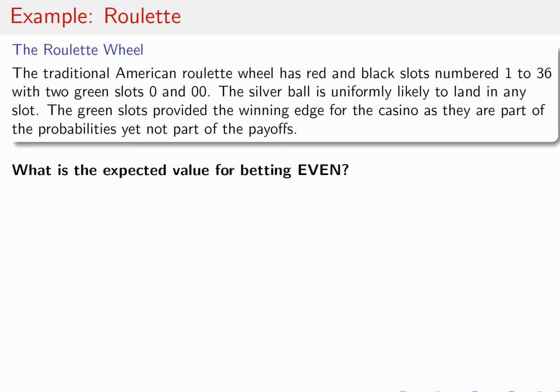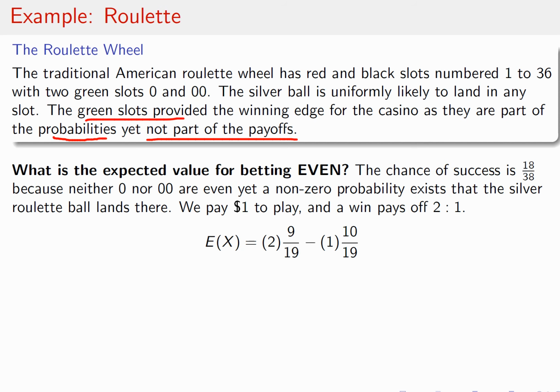But that's the magic for the casino, right? Because the green slots count as part of the probabilities. It's just the way the machine works, but they're not part of the payoffs. Let me explain that just a little bit better. Okay, so the chance of success, if we're betting even or odd, is 18 over 38. The numbered slots 1 through 36, 18 of them are odd, 18 of them are even. So you can bet odd or even. And if you bet $1 and you win, you win $2. If you bet $1 and it comes up the other, then you're just out your money. You make 0. Okay?